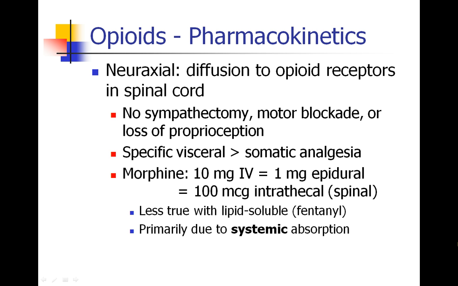Morphine can be converted between IV and epidural and intrathecal dosing at a ratio of about 10 to 1. So 10 milligrams of IV morphine is equivalent to about a milligram of epidural morphine, which is equivalent to about 0.1 milligrams or 100 micrograms of intrathecal morphine. This conversion doesn't work as well with the very lipid-soluble drugs like fentanyl, because these drugs actually will leach out of the neuraxial space and into the systemic circulation.